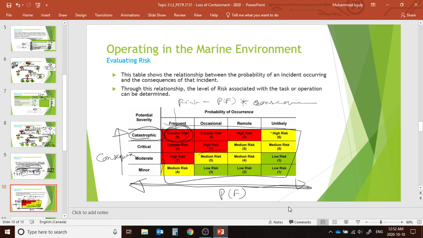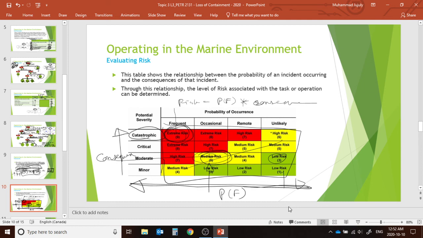Now just think about this one. What is this? The medium risk. Why? Because the probability is in the middle and the consequence is moderate, so that's why it's medium risk, in the yellow zone.